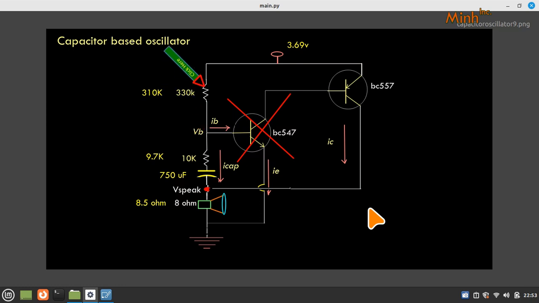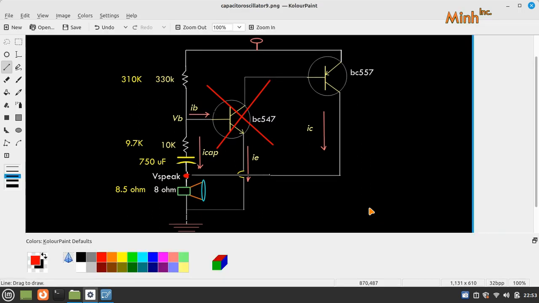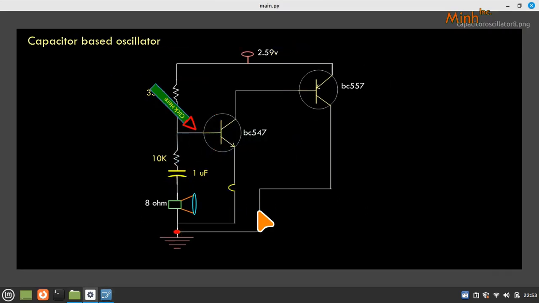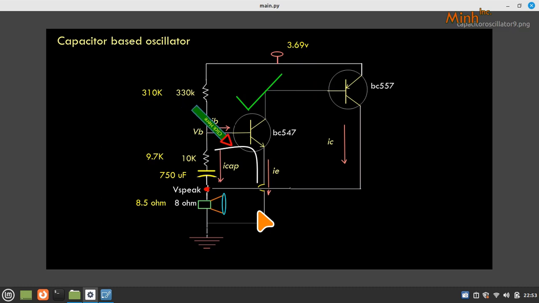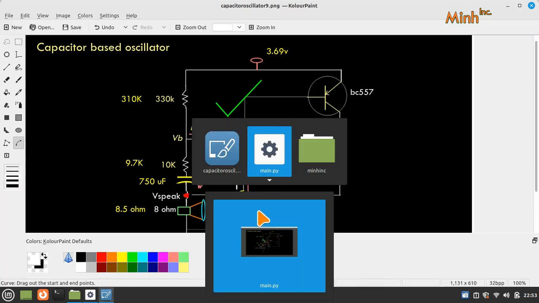When VB comes up and the transistor becomes active, then the capacitor is finding this path, unfortunately, to drain. Now the capacitor is finding this path to drain, and it is draining to the sink. When it takes this path, at that time it shows as negative.